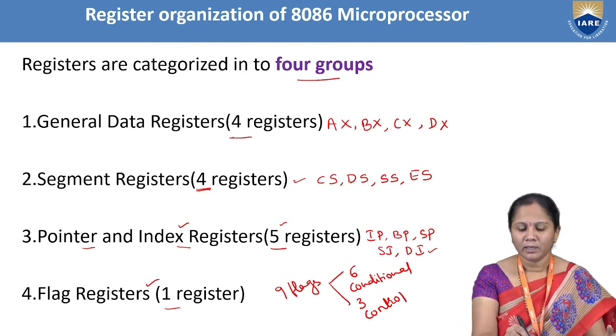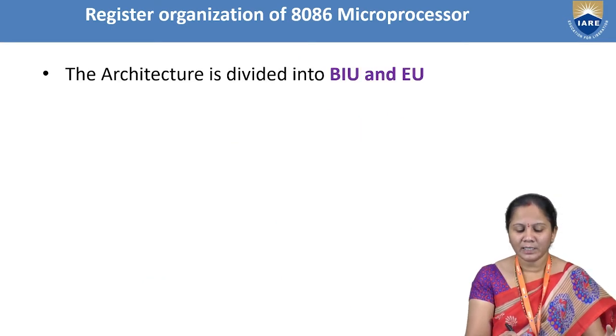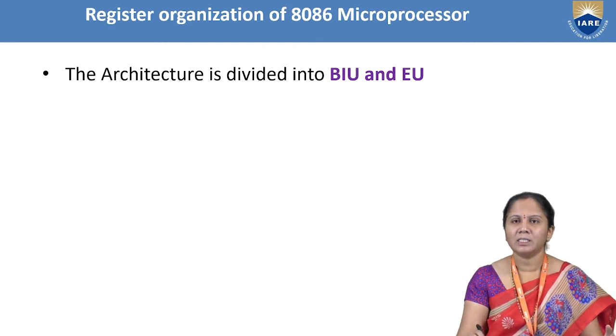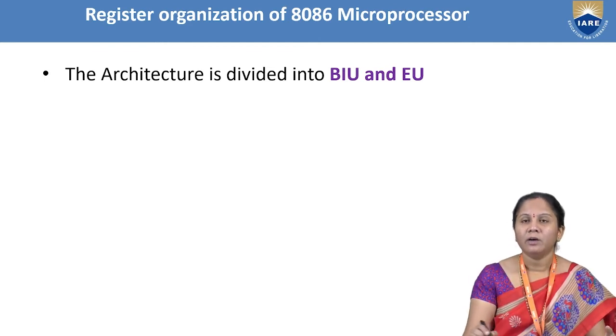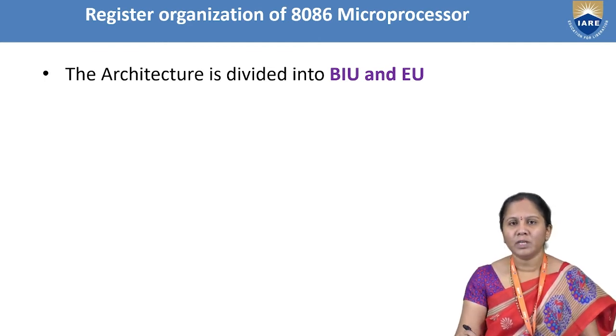So these 4 general purpose registers, 4 segment registers, 5 pointer and index registers and 1 flag register together form the 14 registers in the 8086 microprocessor. All the register sizes are 16-bit only.